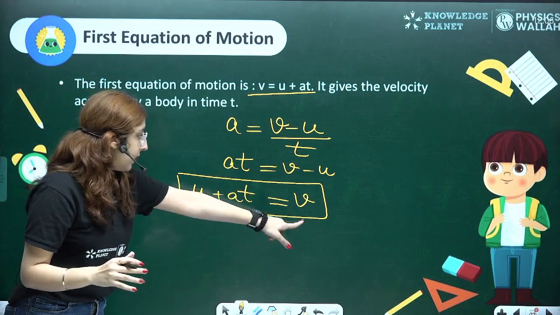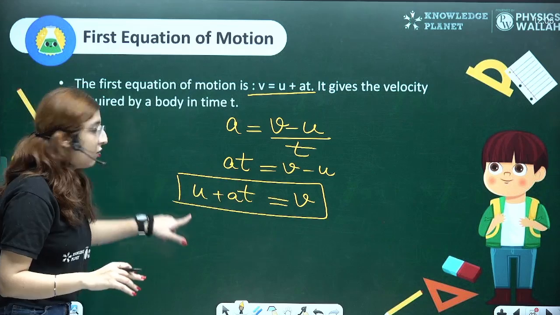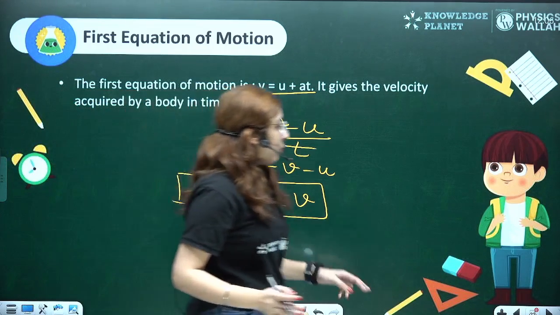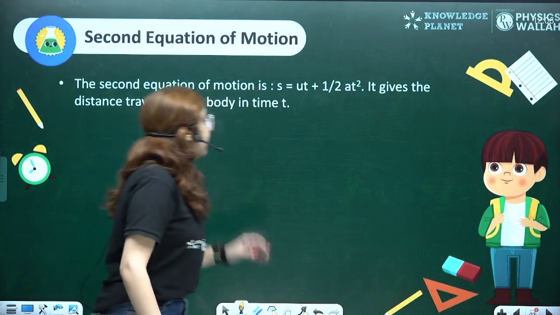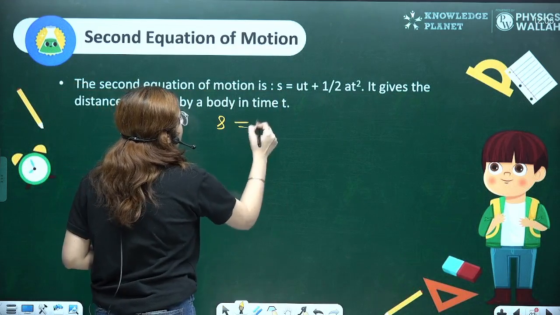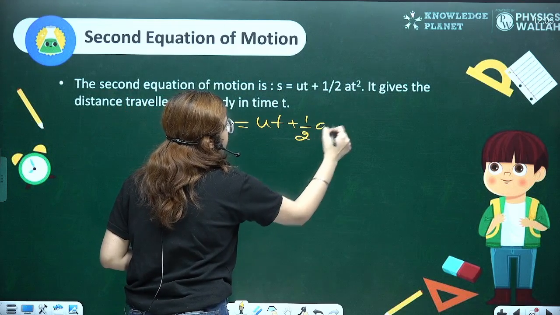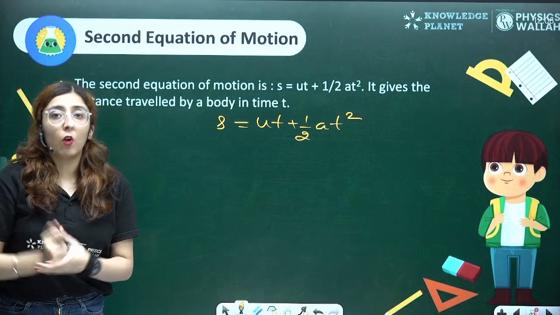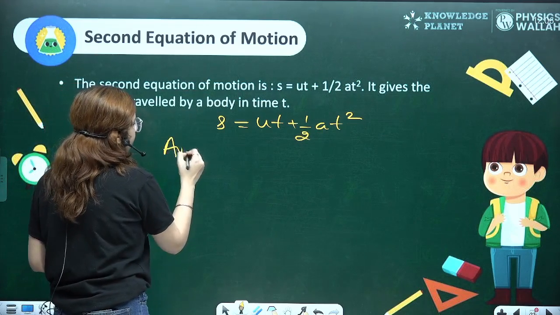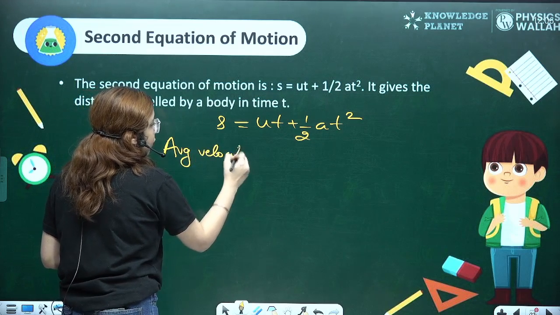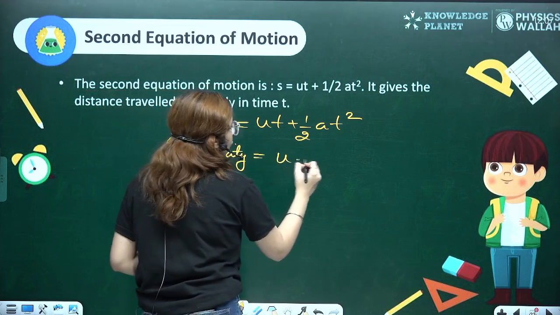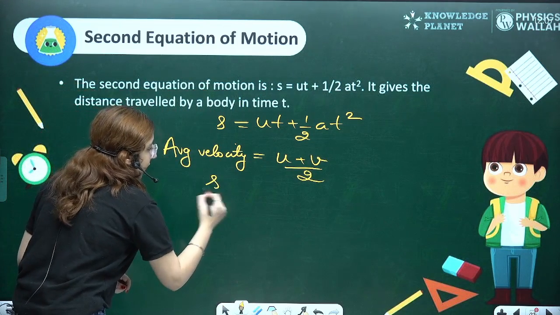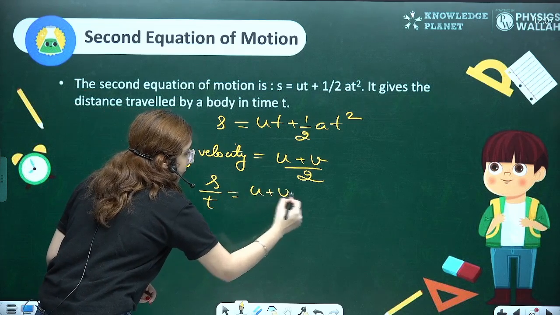Over here, final velocity, acceleration, time and initial velocity have a relationship. Now the second equation of motion. The second equation of motion is s is equal to ut plus half at square. For this, you require the average velocity formula. Average velocity is equal to u plus v by 2. Now break average velocity: s by t is equal to u plus v by 2.